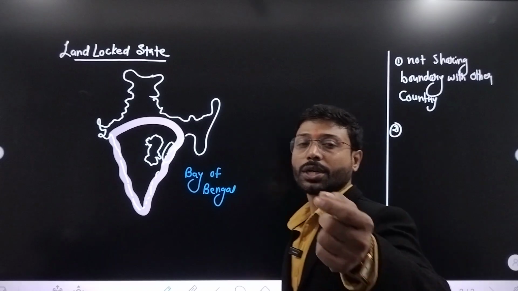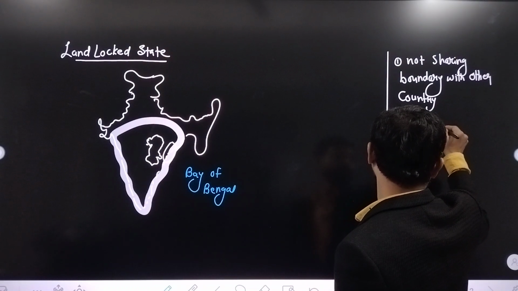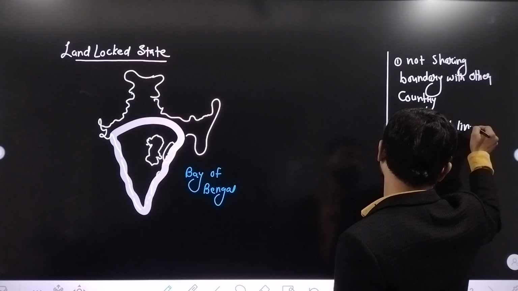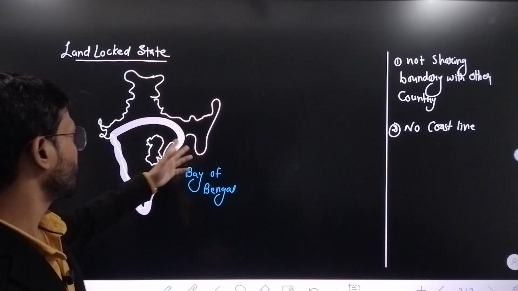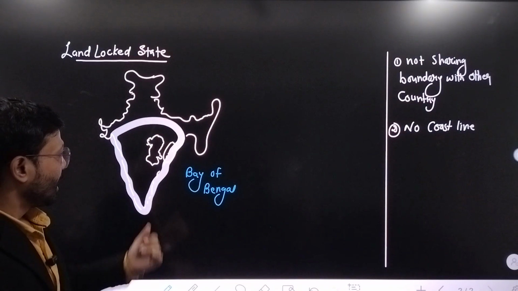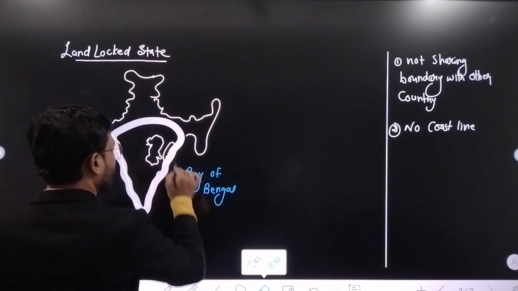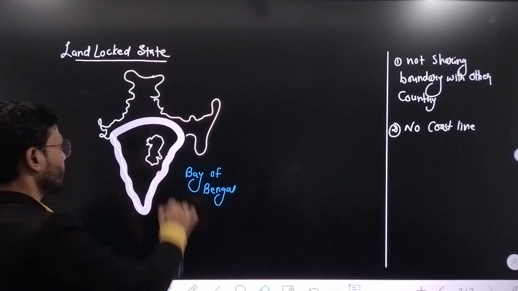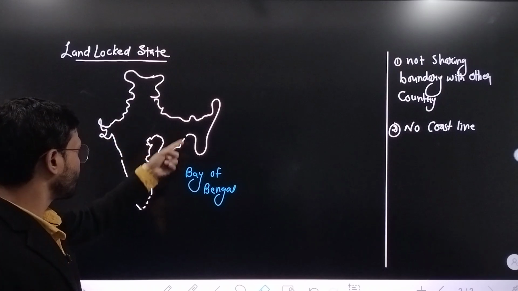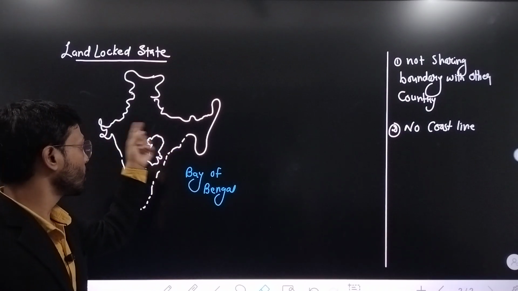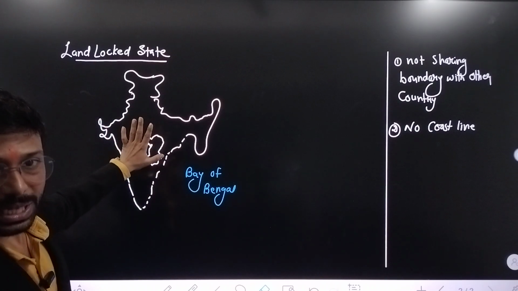Second point, not having any kind of coastline. No coastline. Two things you got? Okay. Now again, see the map. As this state, our Chhattisgarh, is a landlocked state. And it belongs to the peninsular plateau of India. See here, it is the peninsular part of our India, and Chhattisgarh belongs to that one.